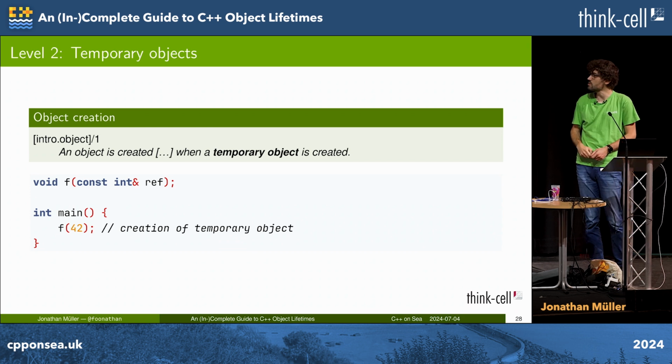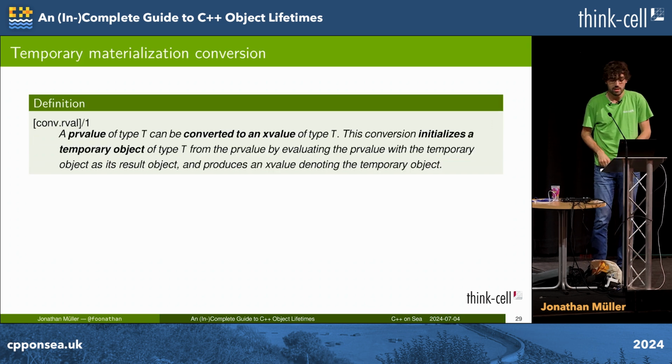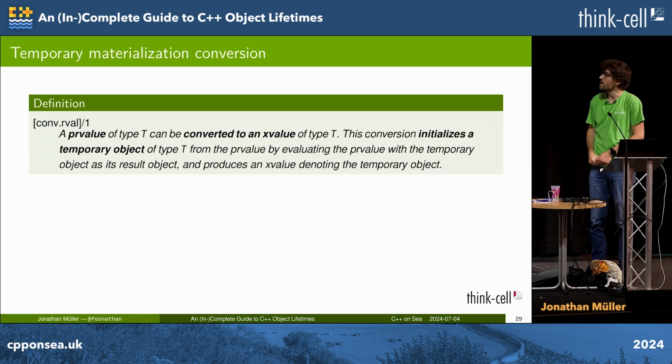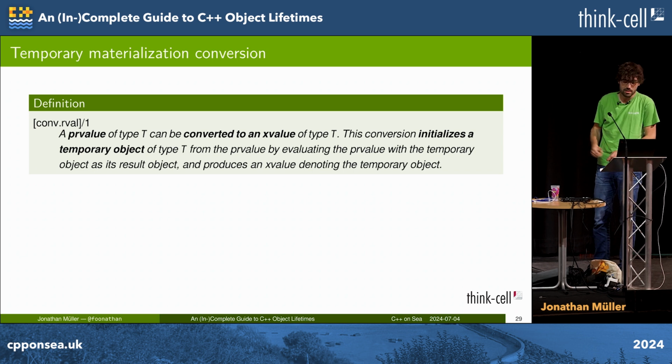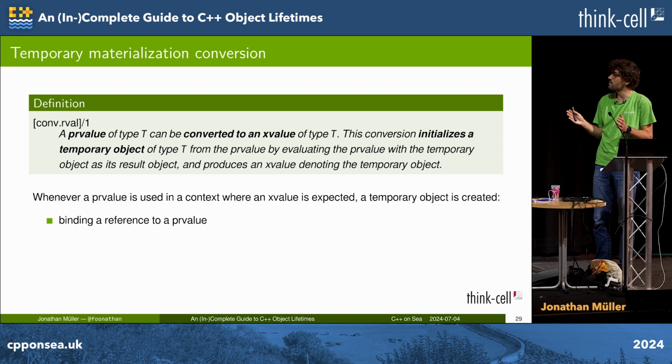And this creation of temporary objects is called the temporary materialization conversion, which is a great phrase for Hangman. And the standard says about it, a PR value of type T can be converted to an X value of type T. This conversion initializes a temporary object of type T from the PR value by evaluating the PR value with the temporary object as the result object and produces an X value denoting the temporary object. That's a lot of words, but what it essentially says is that whenever you use a PR value where you require an object, we create a temporary object.